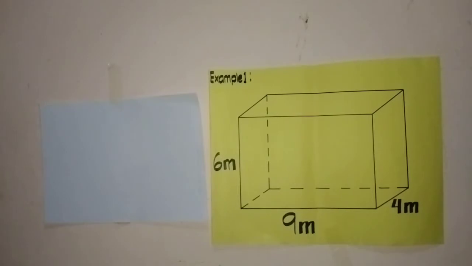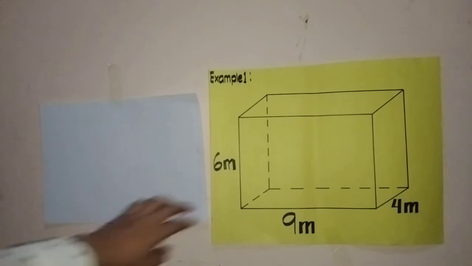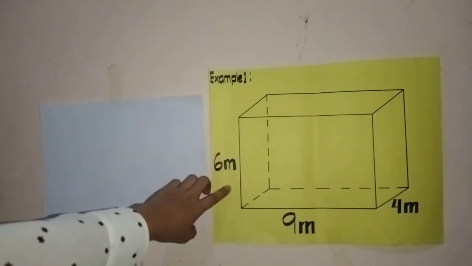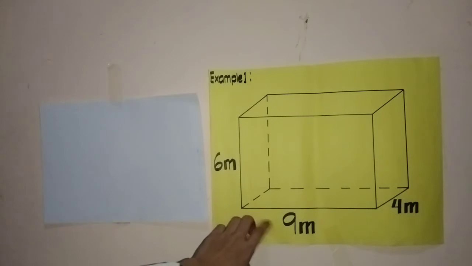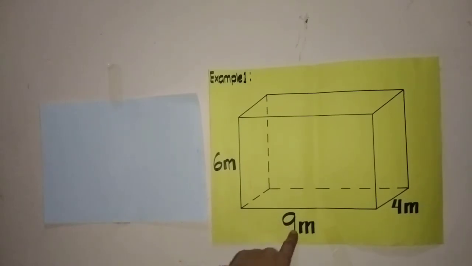So this time we will solve and get the volume and surface area of the four selected three-dimensional figures using the formulas. We will solve first the volume of a rectangular prism. It has a height of 6 meters, a length of 9 meters, and a width of 4 meters.